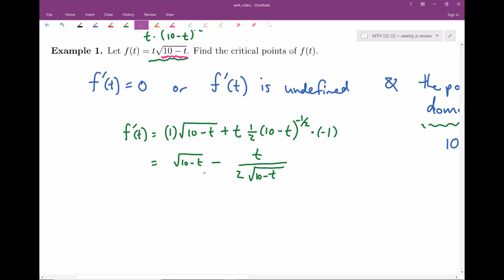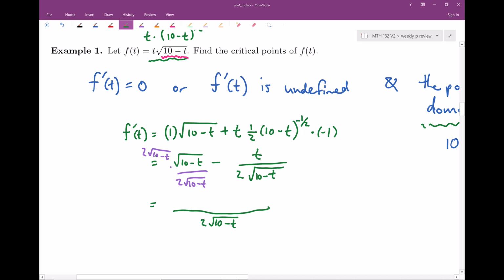So let's go ahead. I'm going to put a 2 root of 10 minus t, that's the denominator over here. Of course, if I put one in the denominator, I should also put one in the numerator. So 2 root 10 minus t. That way I haven't changed anything mathematically. So okay, let's go ahead and simplify. Now it's all over one denominator, 2 root 10 minus t.